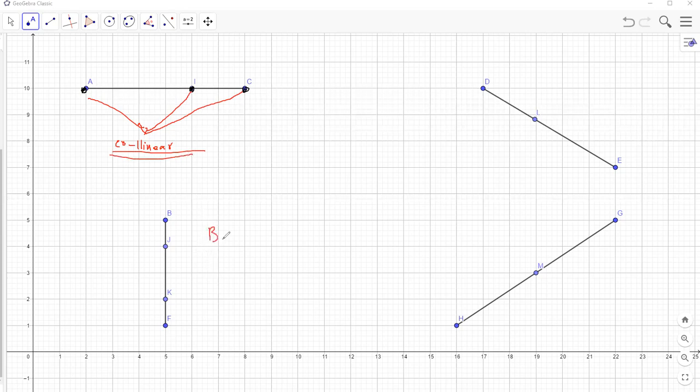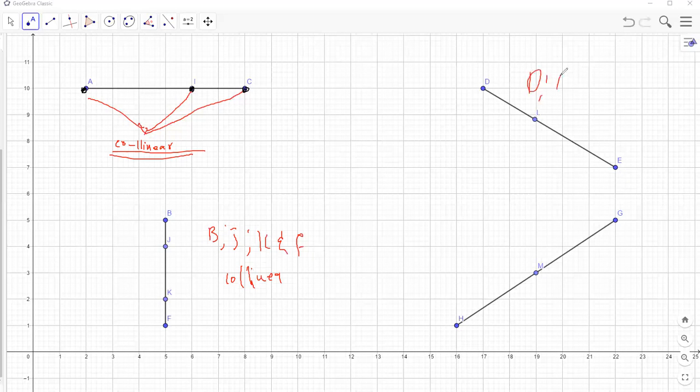And so points B, J, K, and F are also collinear. You understand? Not just that, points K, F, and L. Also to note is that point D, point L, and point E are also collinear. Point H here, point M here, and point G are also collinear. So when points lie on the same line, we say they are collinear.